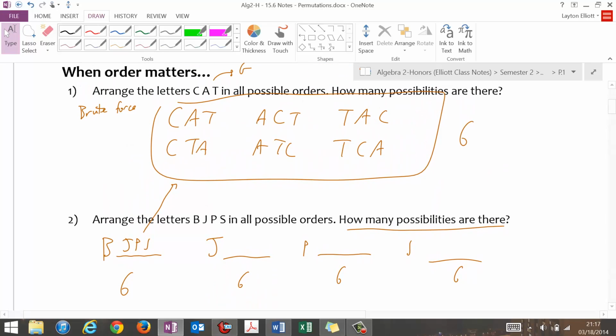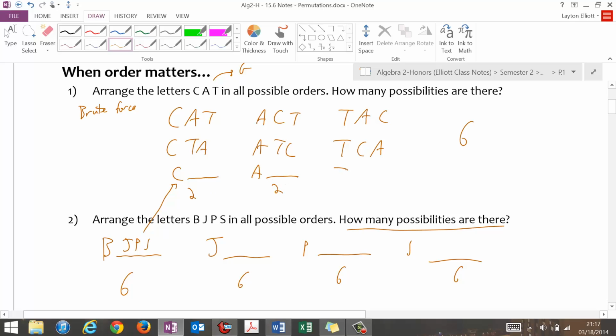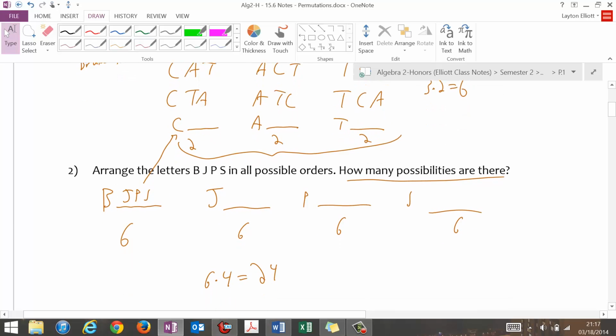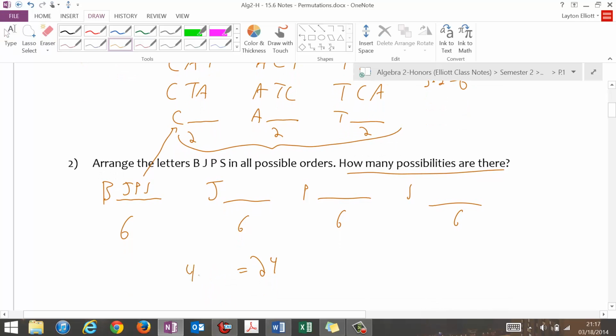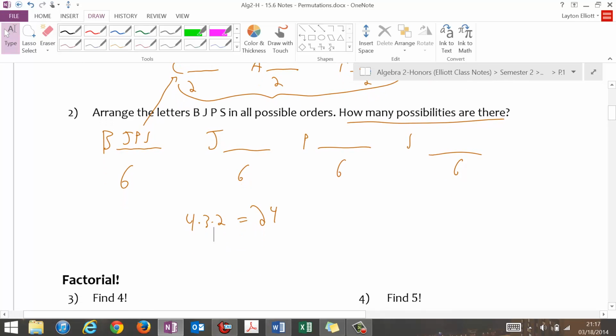So returning back up to the CAT one, if we look at it from the perspective of the ones that start with a C, there were 2 of those. The ones that start with an A, there were 2 of those. The ones that start with a T, there were 2 of those. It's kind of like this was just 3 times 2, 3 sets of 2 different possibilities. And this was 4 times 3 times 2. And if you add another letter to BJPS, you might have 5 times 4 times 3 times 2.